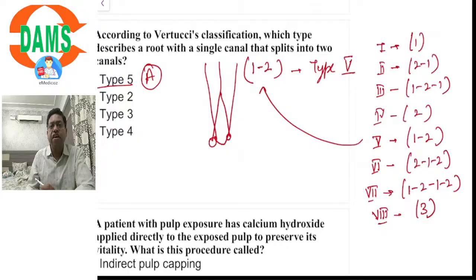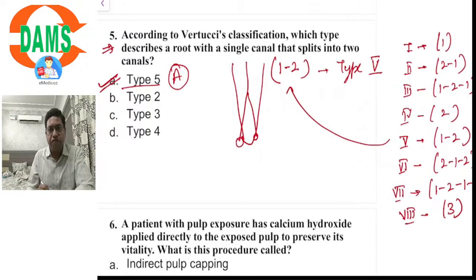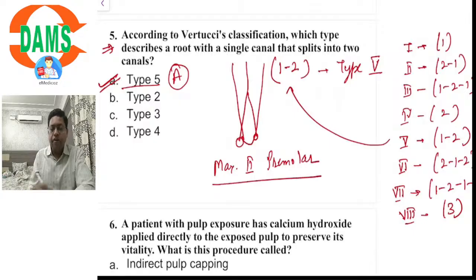The question is asking about a single canal that splits into two. So 1-2 configuration, type 5, option A is the answer over here. And you should also remember that it is the maxillary second premolar. It is the only tooth in the oral cavity that exhibits all the 8 possible Vertucci canal configurations. Maxillary second premolar. All 8 types are demonstrated in this.